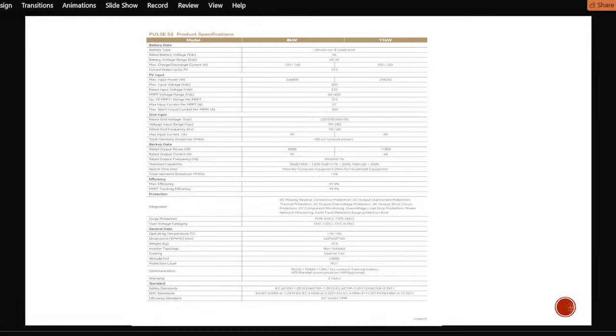RS232 connection, RS485, these are normal for the new battery technologies that we have. Like I said, our solar inverters communicate with a wide range of lithium batteries that you currently have in the market. This also has a 2 years warranty, like I said.